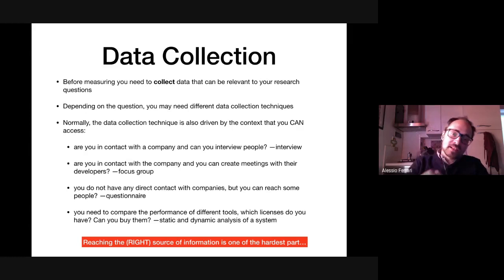But the most important thing that I wanted you to notice in this slide is that reaching the right source of information is one of the hardest parts. Because let's take the case in which you want to do a survey, and you don't know any company. You want to do a questionnaire, you don't know any company. Having a reply from the right people is very, very difficult. I will give you some numbers also later on. And also internally to a company it is even more difficult, because you need to create a rapport with the people. You need to create a good relationship if you want to do interviews with them.